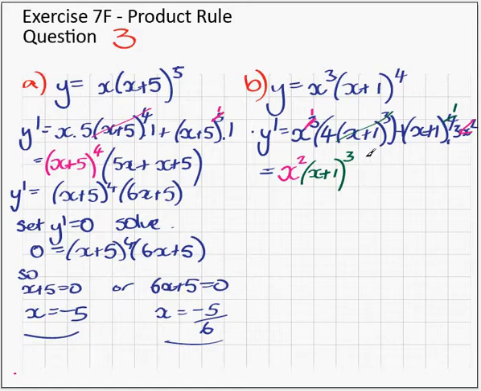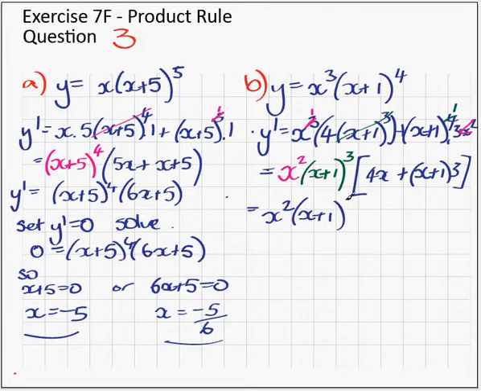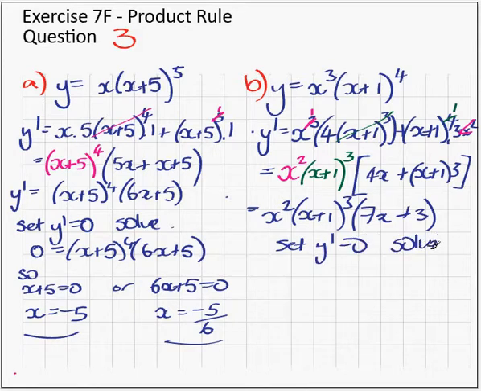What that leaves me with is a 4x from the first term and one lot of x plus 1 in the second, which is still times by 3. Just neaten all this up a little bit. 4x plus 3x is 7x, and we've got a plus 3. We want to find where this equals 0, so we set the derivative equal to 0 and then we solve.